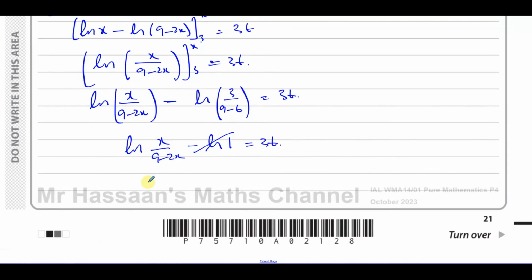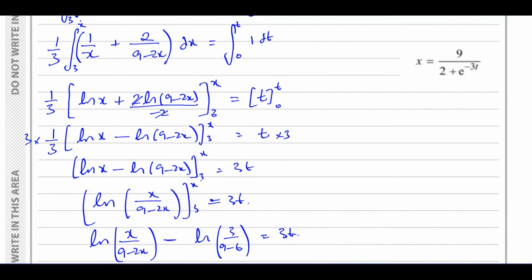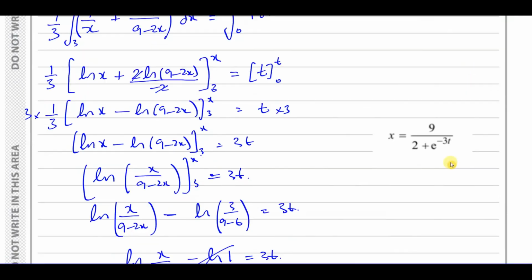So what we can do here is we can say that e to the power of 3t is equal to x over 9 minus 2x. Now we want to rewrite it and have it in this form with x as the subject of the formula.